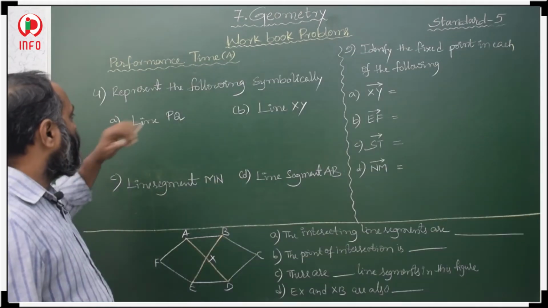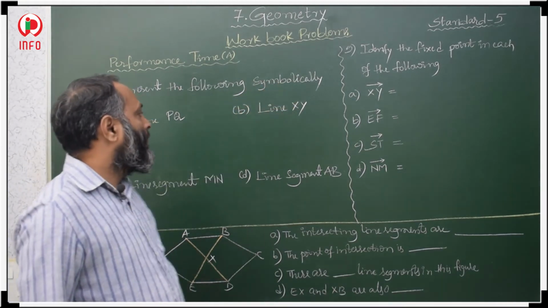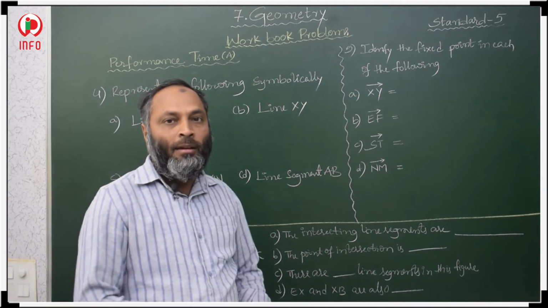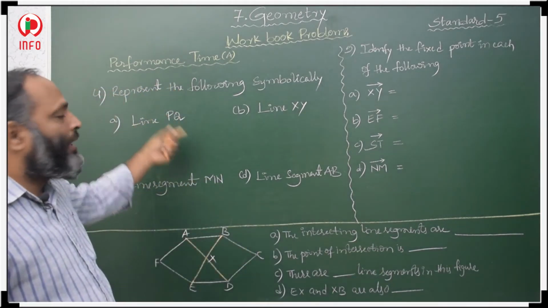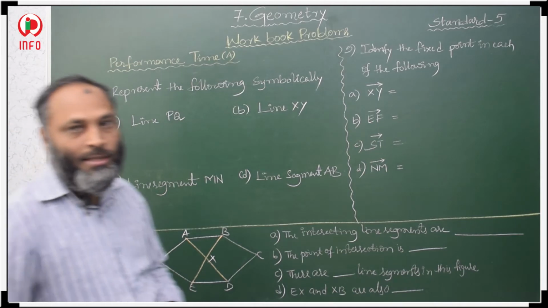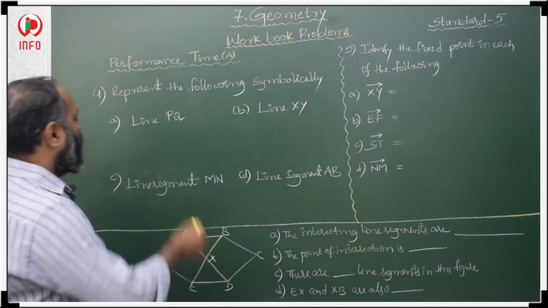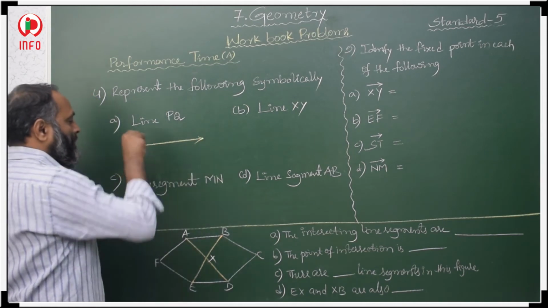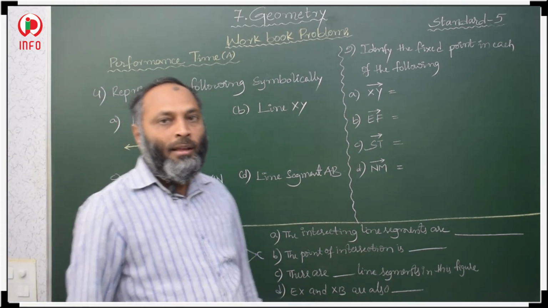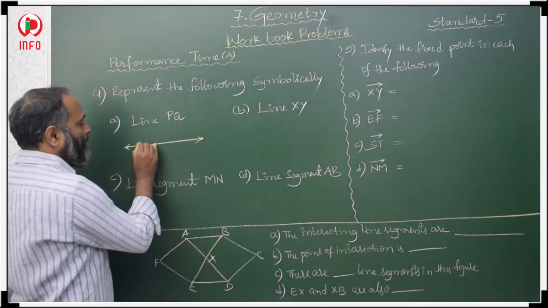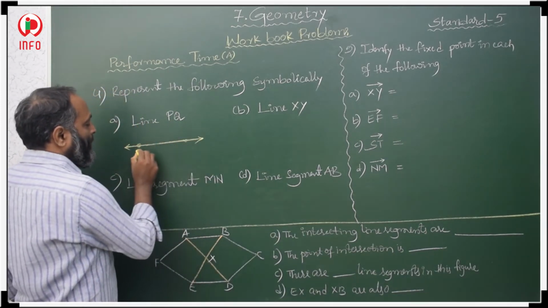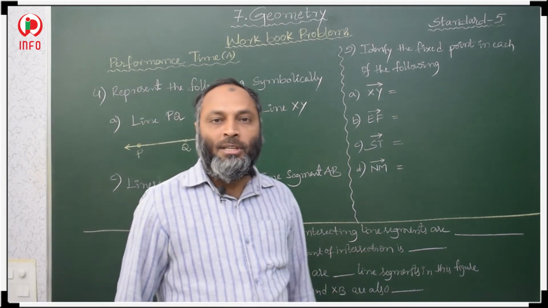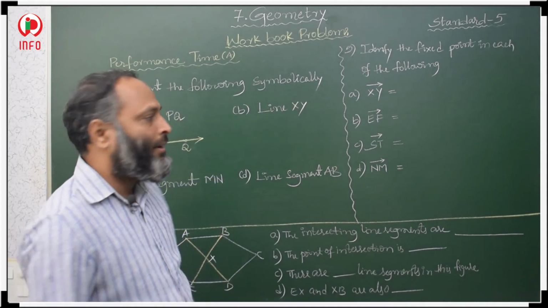Now, students, next: represent the following symbolically. We have to write the given lines and line segments symbolically, okay. First one, line PQ. First we have to draw a line with 2 arrows. Then for PQ, we locate point P and point Q on the line. This is the symbolic representation of PQ.